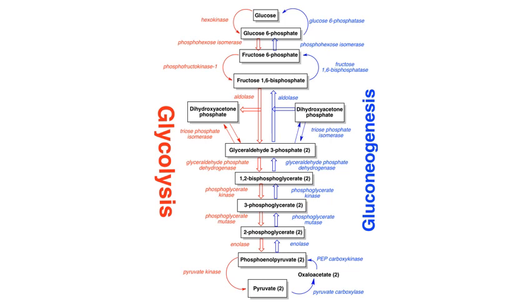In the liver or kidney, if they are needing to regulate the blood glucose, then they would transform that glucose 6-phosphate into glucose.